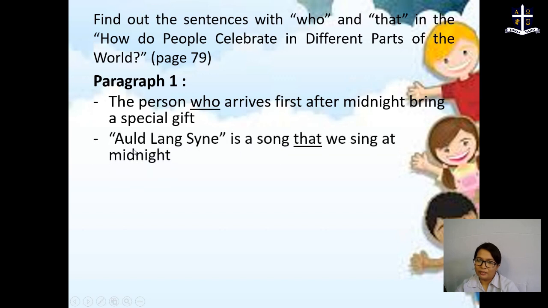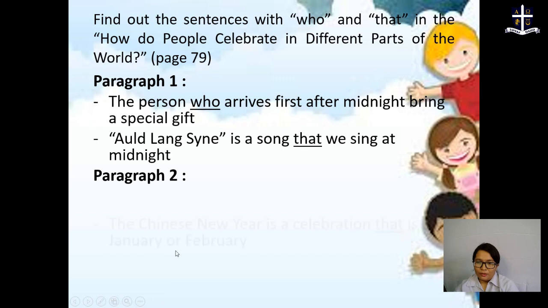And then this one. Auld Lang Syne is a song that we sing at midnight. So this one is a song. You can say the subject is a song. So this one uses that because this is apa? Song itu apa? Benda, not person, ya, bukan orang.